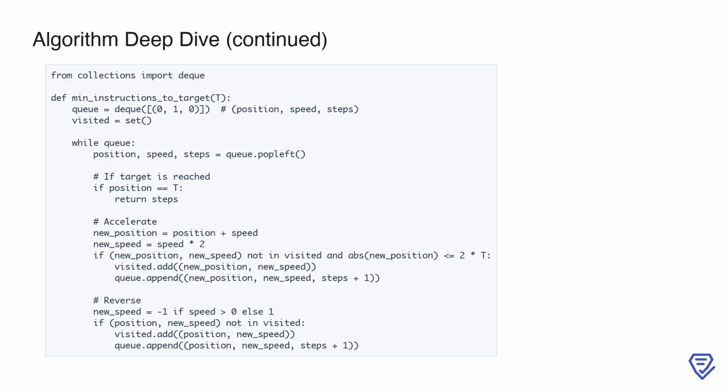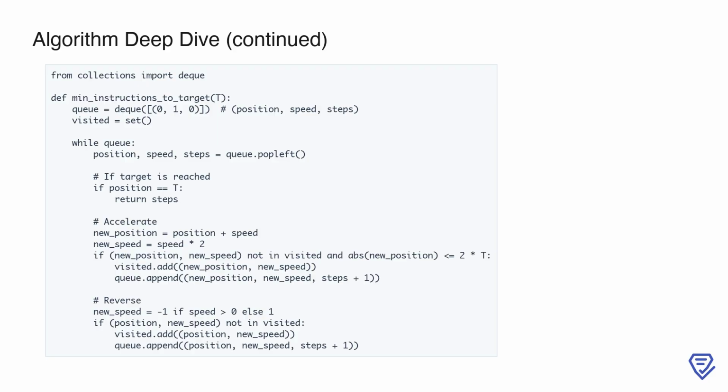The pseudocode implementation begins by initializing the queue with the starting state (0, 1, 0), and an empty visited set. While the queue is not empty, we process each state by dequeuing it and checking if the position equals the target t. If it does, we return the number of steps.